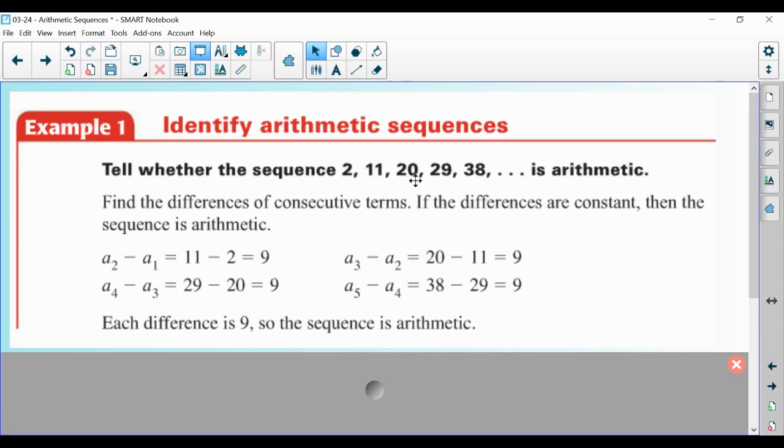I'm going to continue and make sure that pattern is consistent with all of the terms. So I'm going to take 20, my third term, and subtract 11, the second. 20 minus 11 is also 9. And 29 minus 20 is 9. 38 minus 29 is 9. As long as I'm subtracting and finding the same number each time, that means I am dealing with an arithmetic sequence because it's adding by 9 each time.